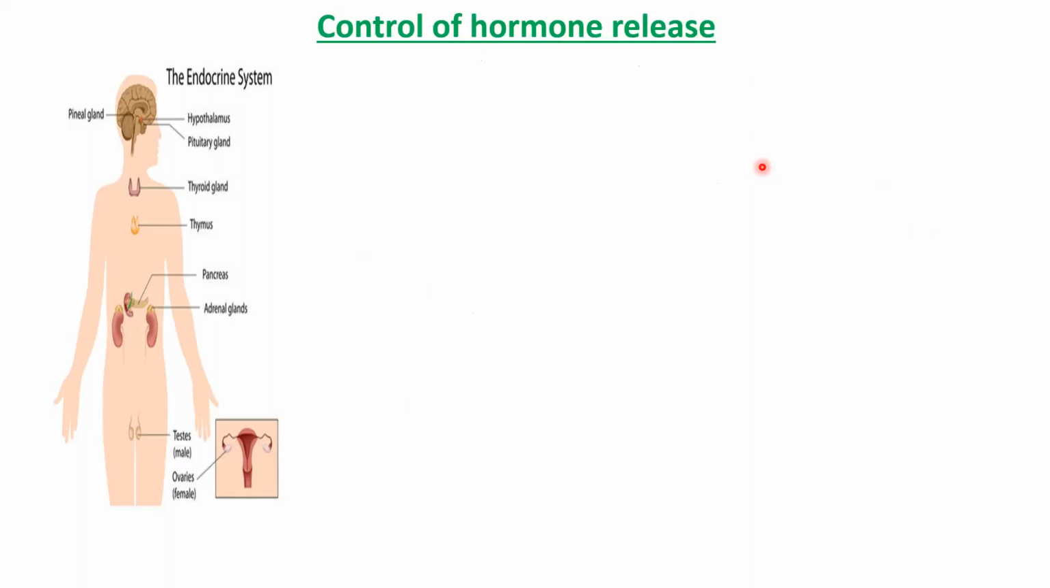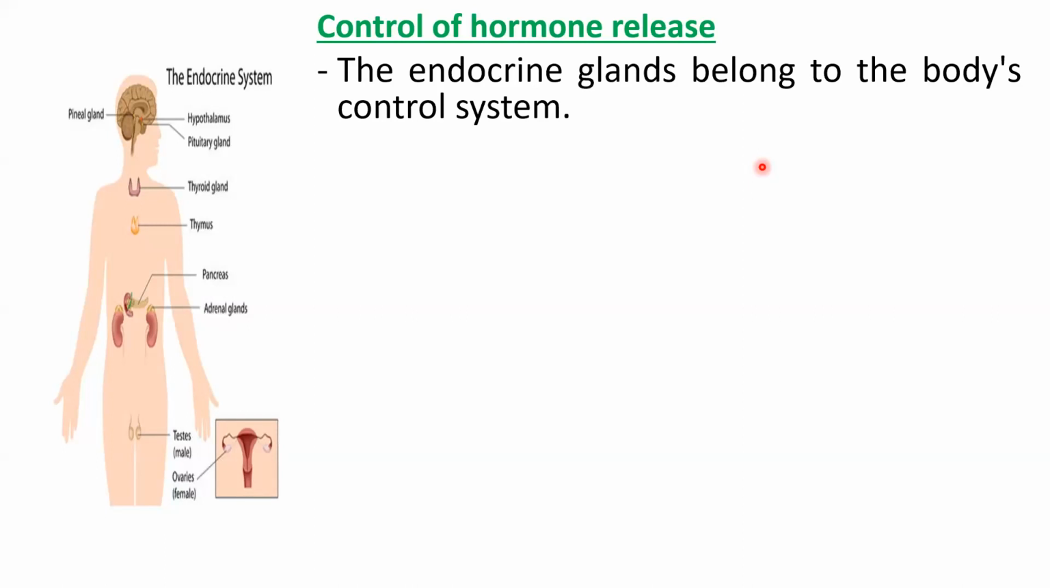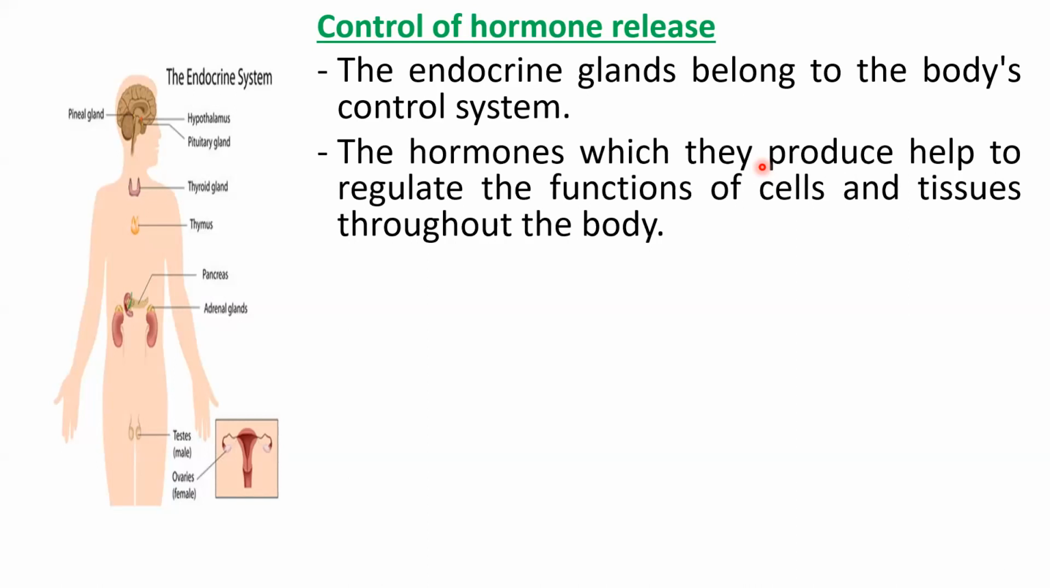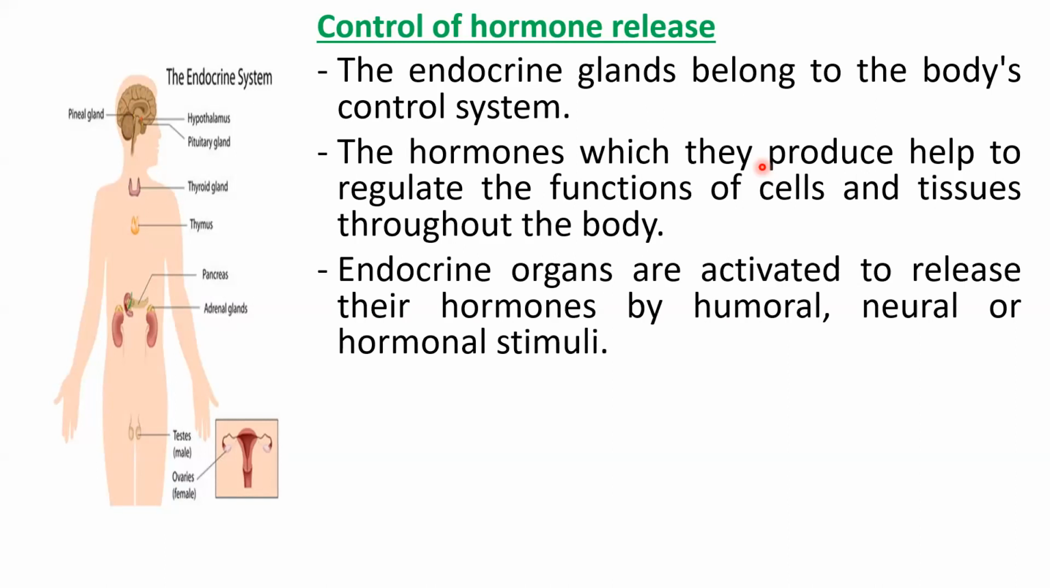Then the control of hormone release. The endocrine glands belong to the body's control system, and the hormones which they produce help to regulate the functions of cells and tissues throughout the body. The endocrine organs are activated to release their hormones by humoral, neural, or hormonal stimuli. So the endocrine system belongs to the body's control.